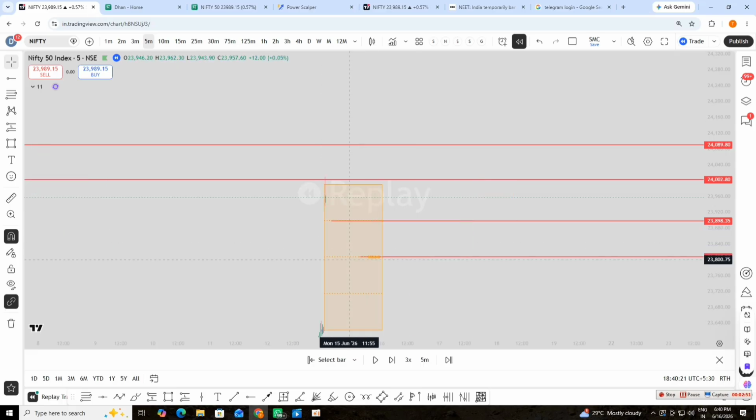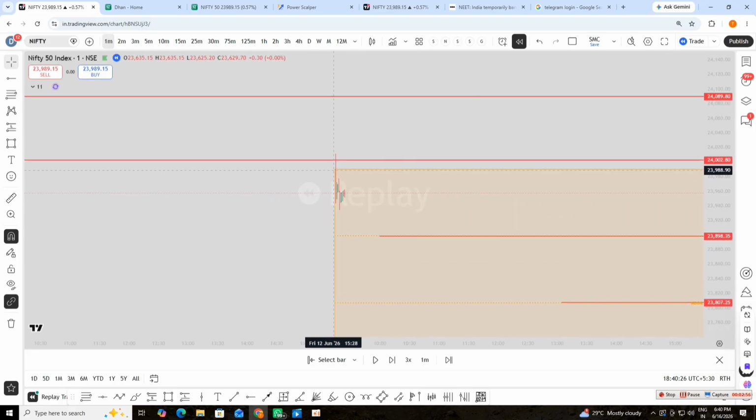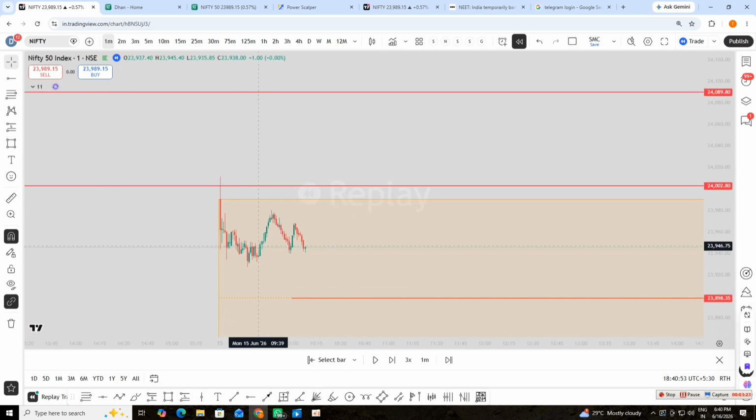See, immediately after opening, the price raided the previous high, that is a weekly high or a swing high. Suppose the price breaks out above this day opening, we can think of targeting this 24089. And when the price, after creating some liquidity, falls, we can target the first quadrant, 23898.